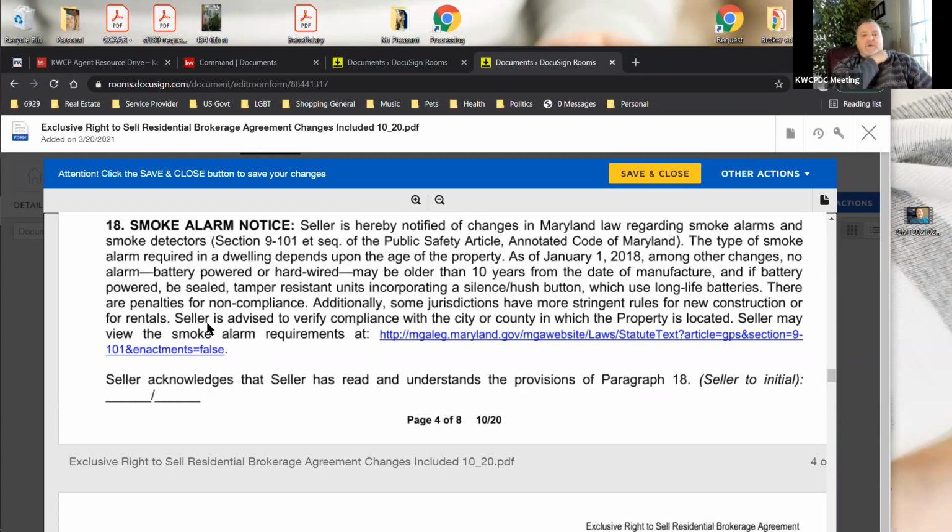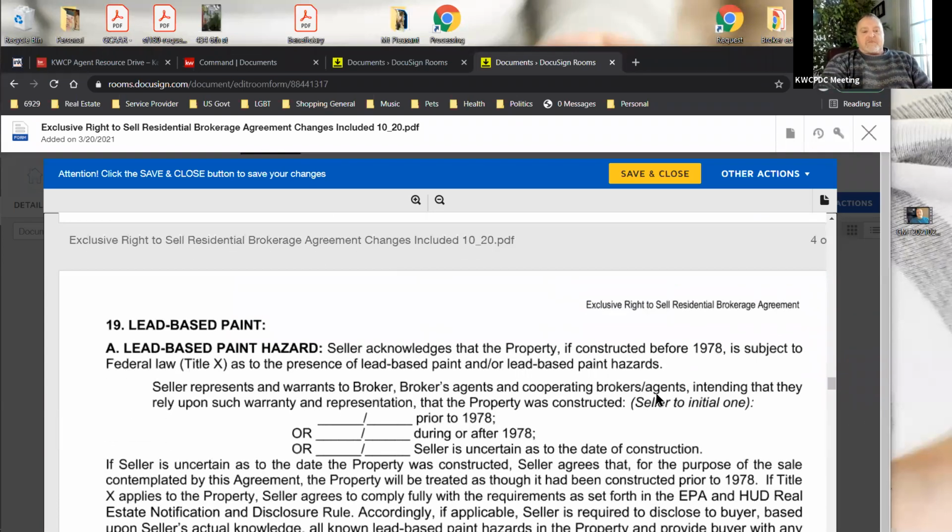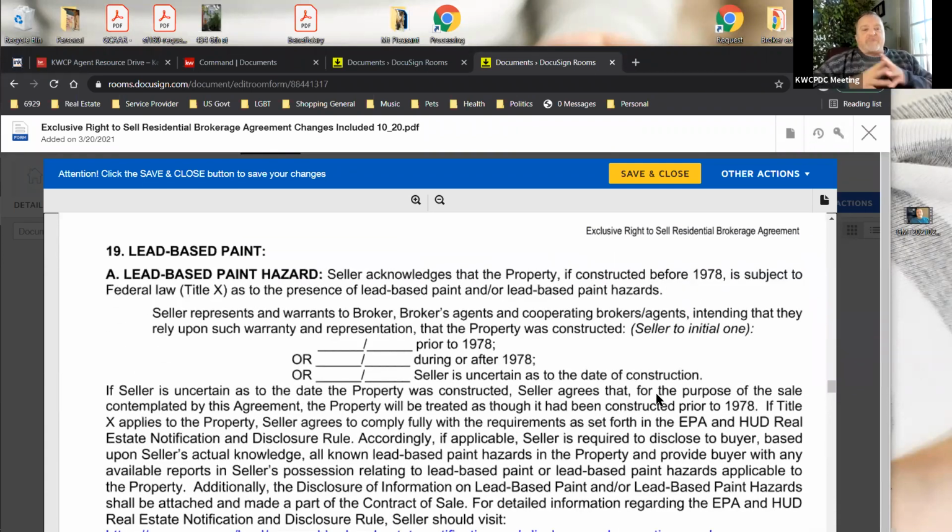Seller may view the smoke alarm requirements at this link. So click on the links. Whenever you see links, whenever you see references to the laws, go and research those online and you'll get your good answers. All right, moving on to lead paint. Seller acknowledges that the property, if constructed before 1978, is subject to federal law as to the presence of lead-based paint and or lead-based paint hazards.